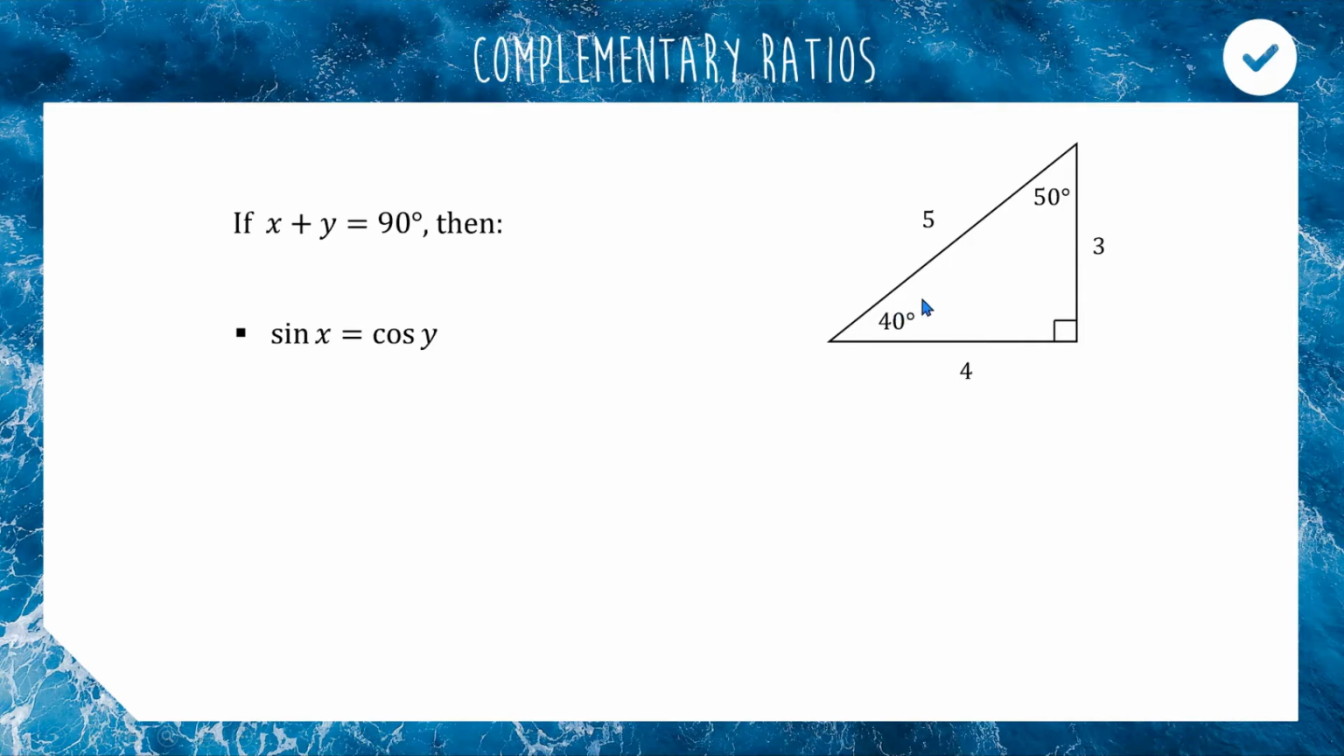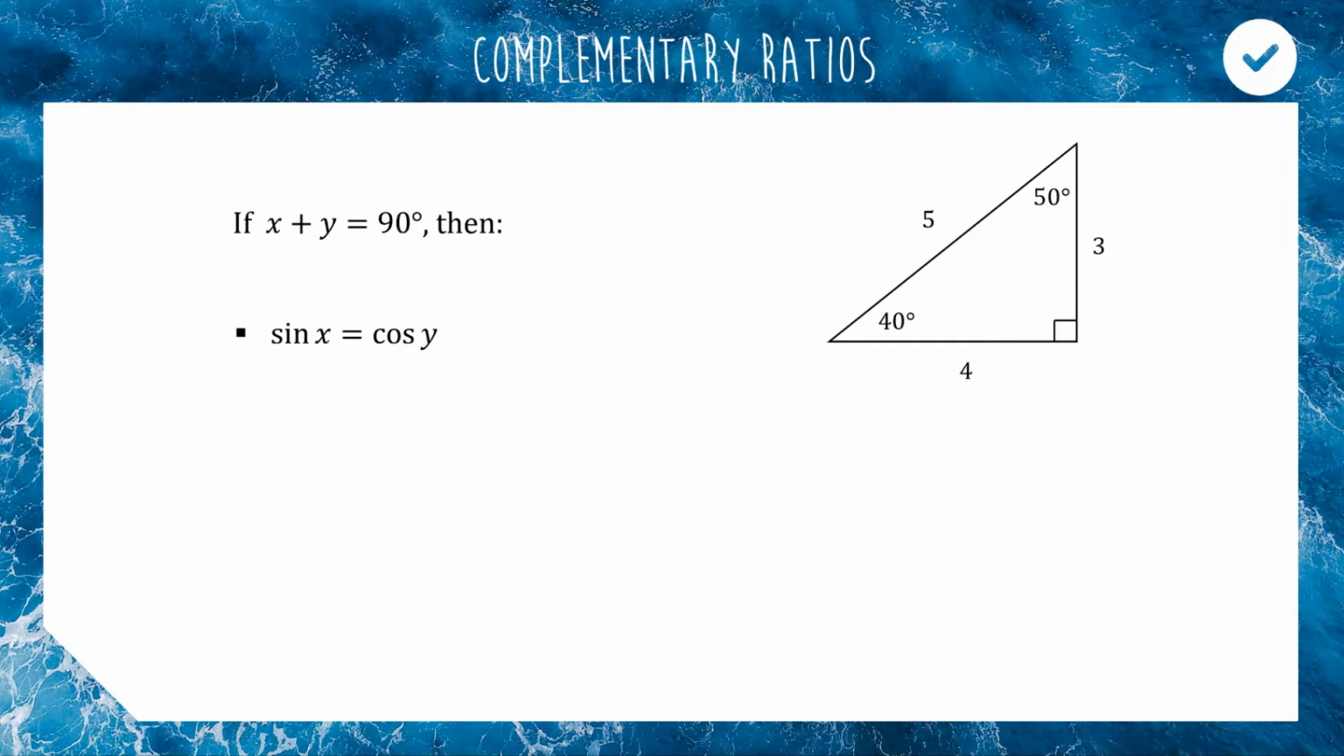If we were doing sine 40 here, so sine 40 is opposite over hypotenuse, so it's 3 over 5. If we did cos 50, we'd be doing adjacent over hypotenuse, so we get the same fraction. Okay, so sine 40 and cos 50 is the same fraction. The reason is that 40 and 50 together make 90 degrees. Okay, so we call these complementary ratios.